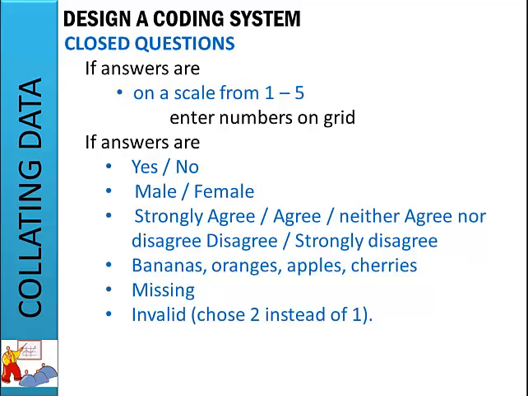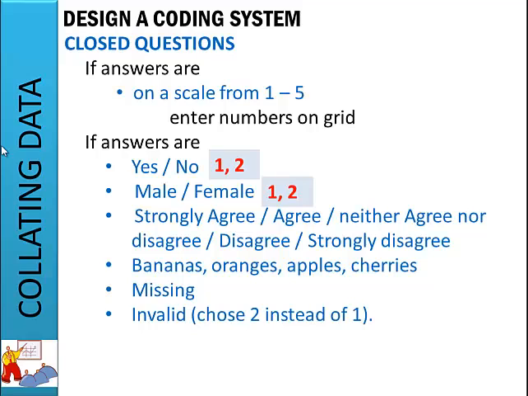So to begin with, closed questions are fairly easy to manage. Basically, we want to turn everything into numbers. We may have numbers already, so 1 to 5 just remain as that. 1, 2, 3, 4, 5. Easy. So yes and no could become 1 and 2. Male and female, 1 and 2. Strongly agree, agree, neither agree nor disagree, disagree, strongly disagree. So here we've got 5 choices, so they would become 1, 2, 3, 4 and 5.